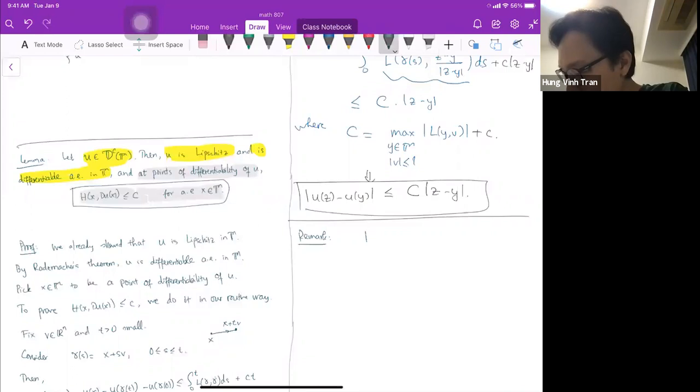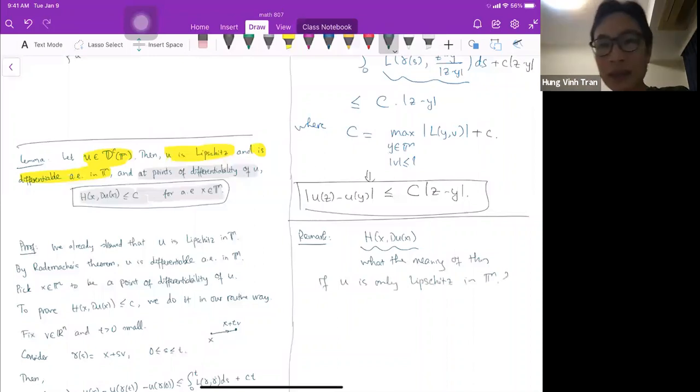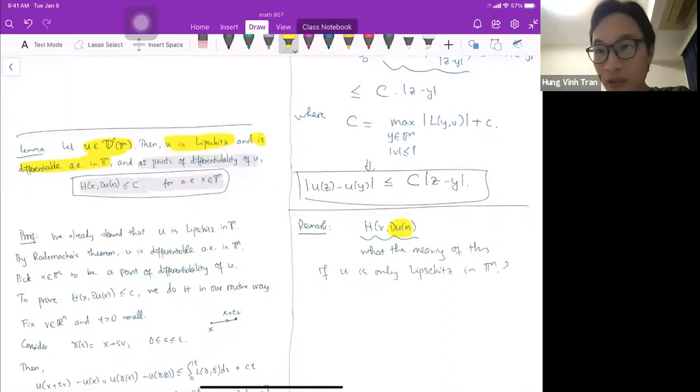So when I write down h of x du of x, then the clear question is what's the meaning of this? If u is only Lipschitz in the torus, that's the first honest question that we can ask. In fact, du of x, the classical gradient, only makes sense at the points where u is differentiable.